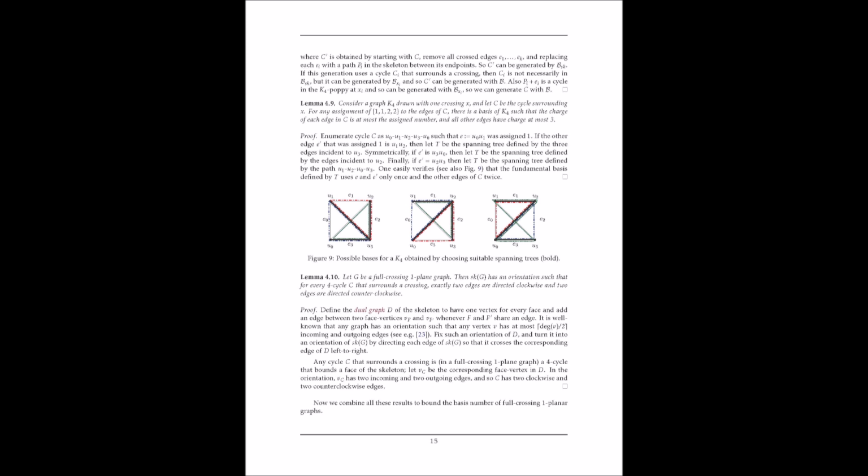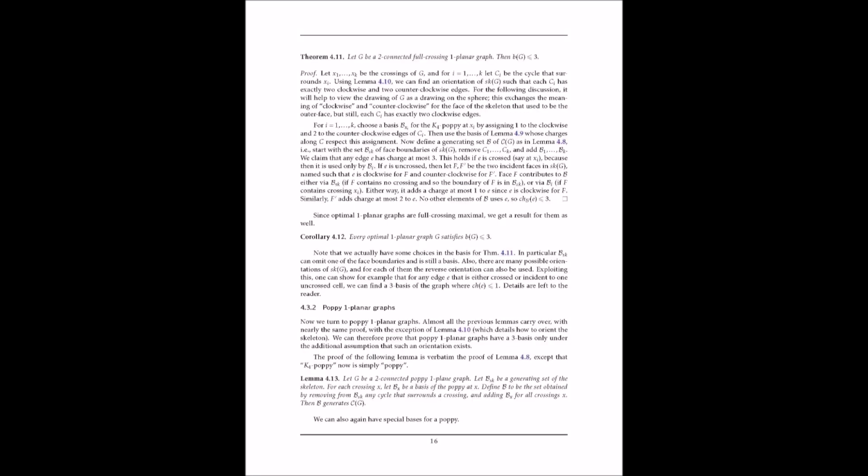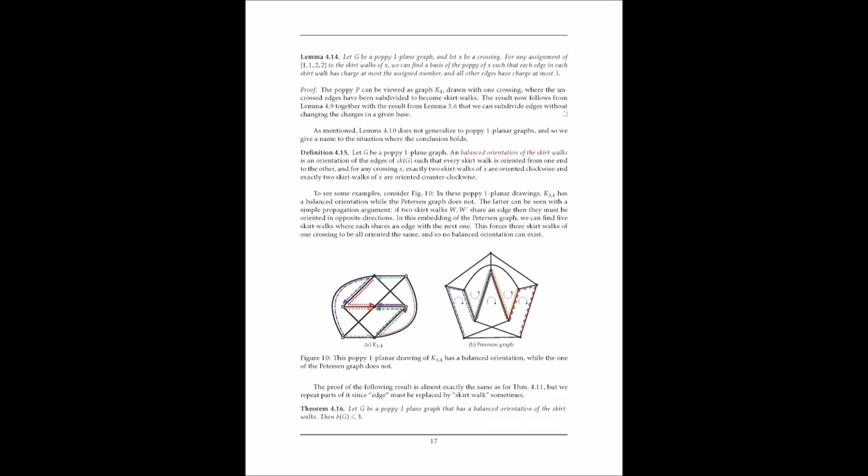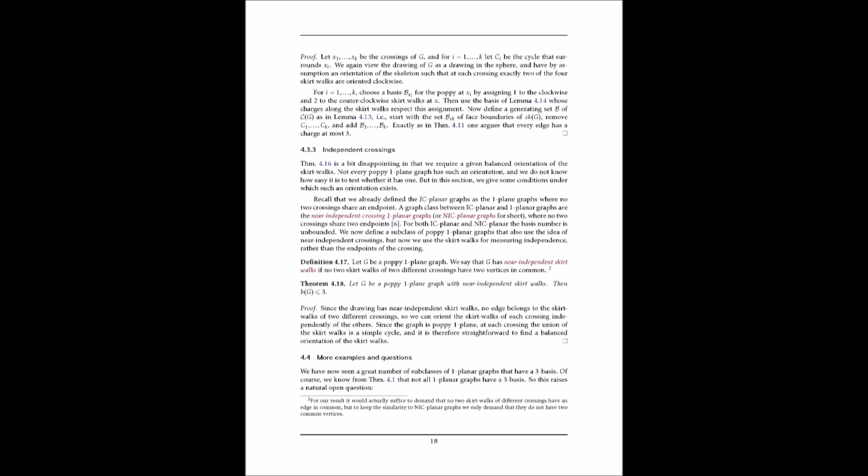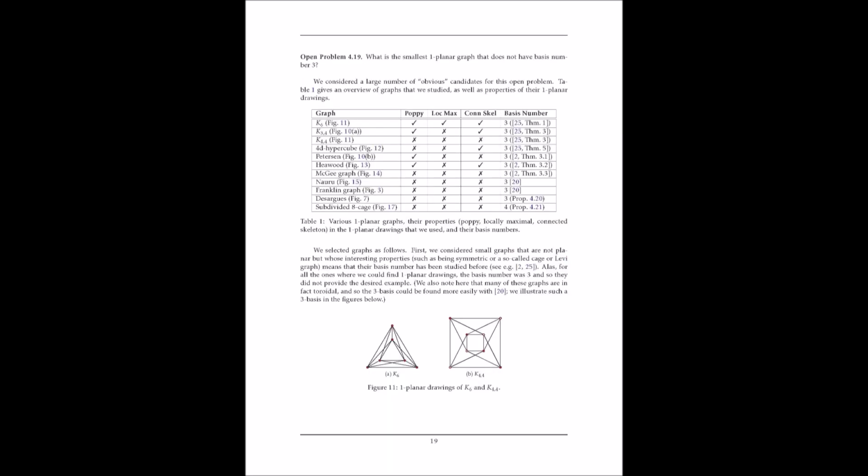Okay, full crossing one planar graphs. Every crossing surrounded by a K4. Sounds like this really tightens up the structure. Yes, it does. How does that help us with the basis number? It leads to a very specific way to construct a generating set for the entire cycle space. Remember those fundamental cycles we talked about earlier? The ones you get by adding an edge to a spanning tree? Yes, those cycles formed by the tree edges and a single non-tree edge.